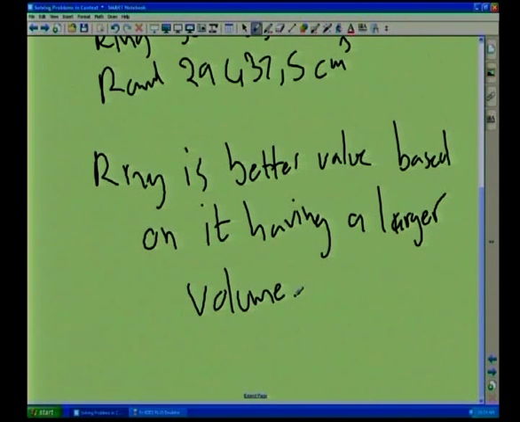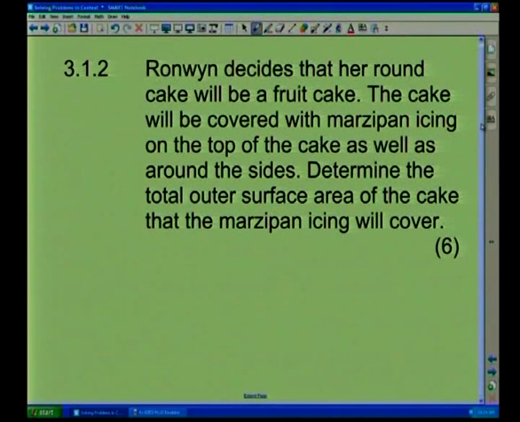And we didn't need to pay more for that larger volume. Great. Now, let's move on to the next part of the question. It says that Ronwin decides that her round cake will be a fruit cake. The cake will be covered with marzipan icing on the top of the cake as well as around the sides. Determine the total outer surface area of the cake that the marzipan icing will cover.